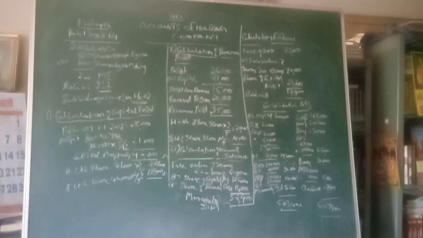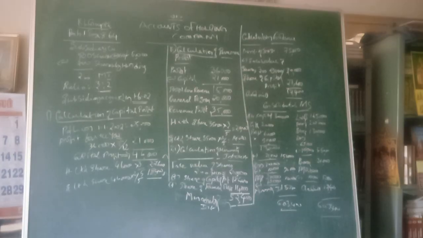This is the problem taken from Advanced Accountancy by Gupta and Radhaswamy. This is problem number 1 on page number 8.64. It is a slightly typical problem. We have all the important adjustments in this question. Here we are given the balance sheet of H Limited and S Limited.